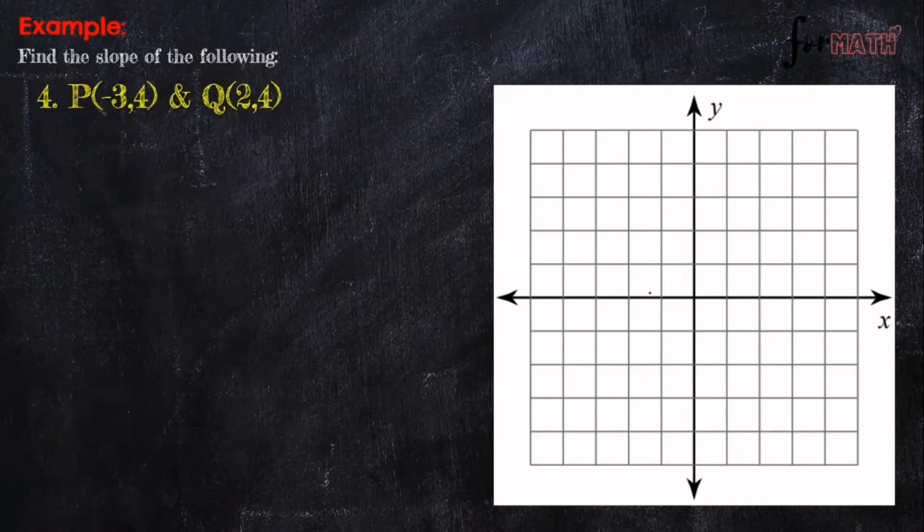So graph lang natin, negative 3. So negative 3, comma positive 4, 1, 2, 3, 4. So ito po yung ating point P. And then for the point Q, positive 2, and then positive 4. So yung 4 ay nandito. So ito po yung Q.